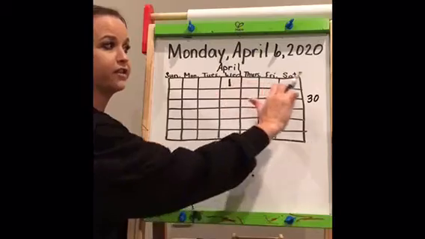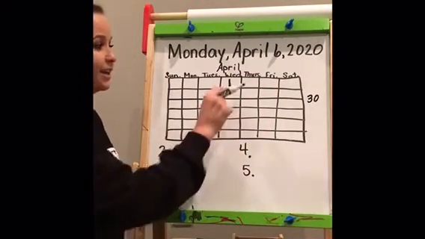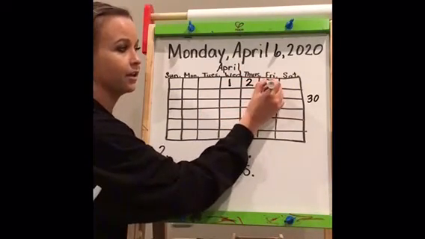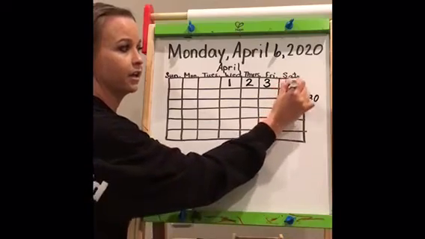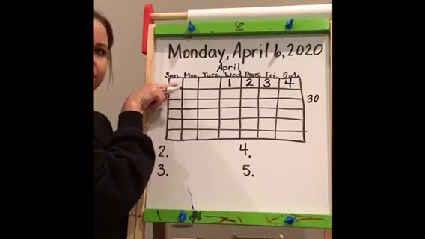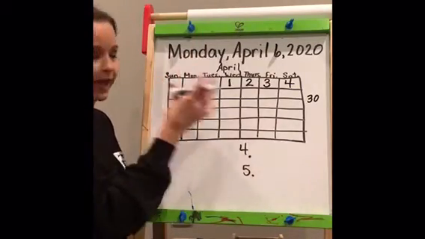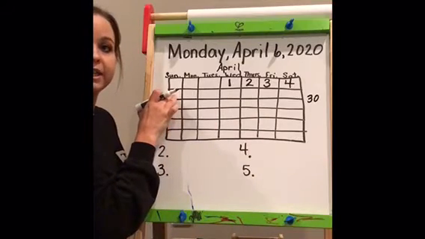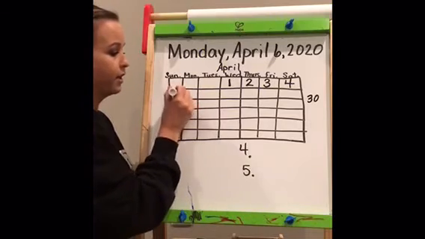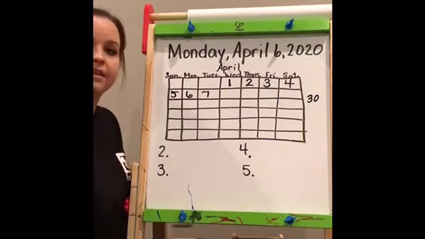Remember, we have to finish filling out this week. So all we have to do is count by ones. April 1st, 2nd, 3rd, 4th. Now, do I come back over here to this one? No. These 3 days were in March. Okay, so we go down to our next week, the beginning of our next week, and continue. Then it becomes April 5th, 6th, 7th.